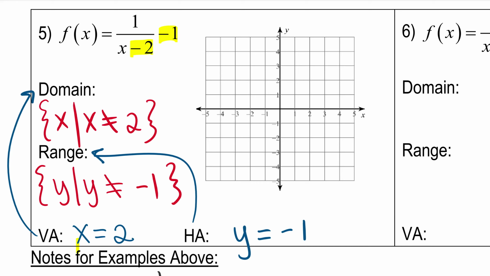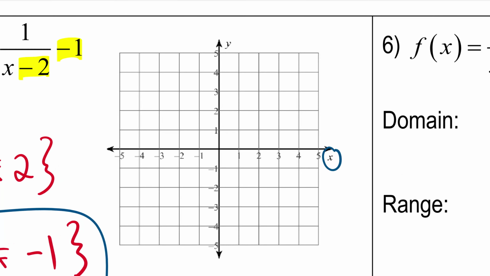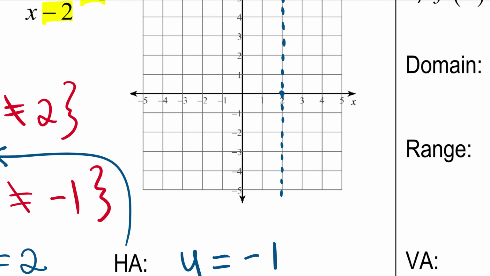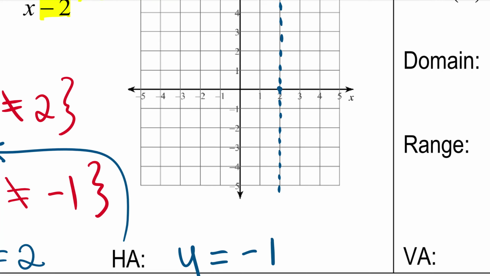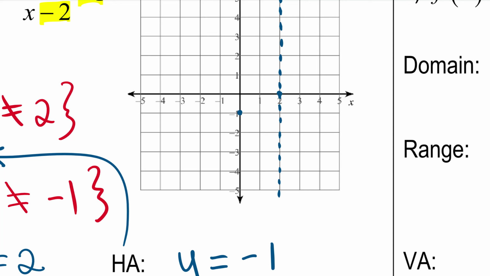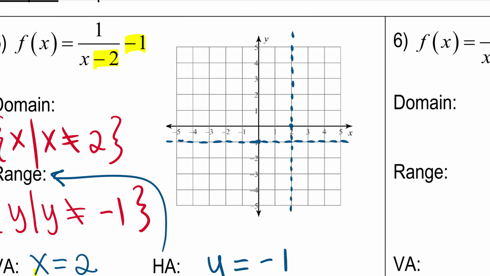Okay, so now we have to graph this. First thing I would do is graph the two asymptotes that we have. I'll keep it the blue color so you can see. So vertical, x equals 2. So on the x-axis right here, I'm going to go over to 2, and I'm going to draw a vertical dotted line. Okay, horizontal is on the y-axis. That's why it starts with y, right? So look for y-axis. I'm going to go to y is negative 1 and draw a horizontal dotted line.